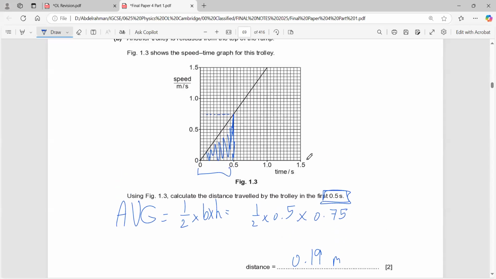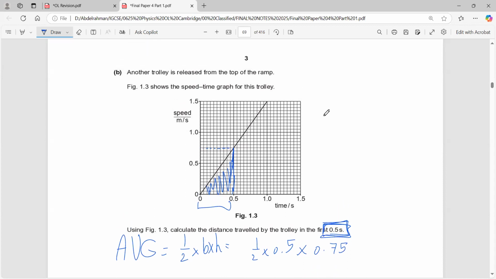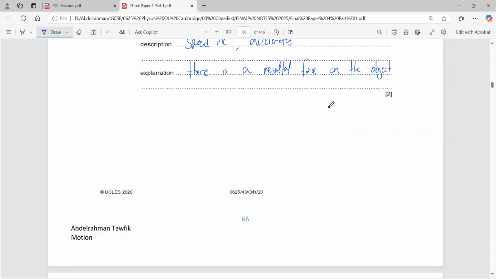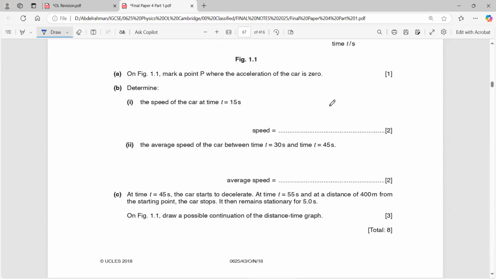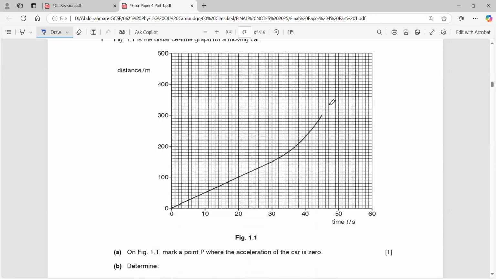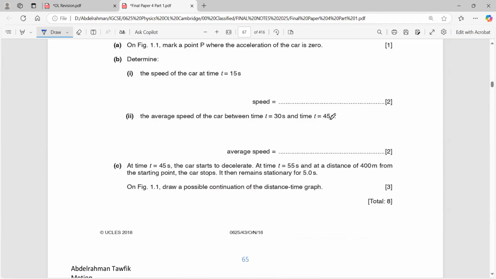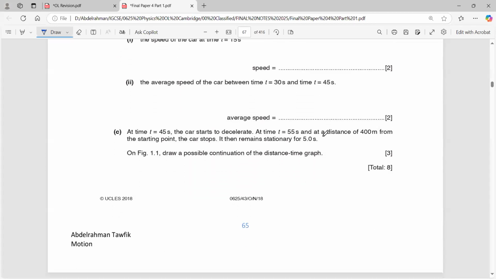Please يا شباب, please read the questions carefully. He needs the distance traveled in the first 0.5 seconds بس. Only in the first 0.5 seconds, not for the whole graph ولا not for the whole time travel. لا, أنا only need إيه? Only need the first 0.5 seconds بس. Easy? طيب. Let's take another question. يلا. Question page 65.